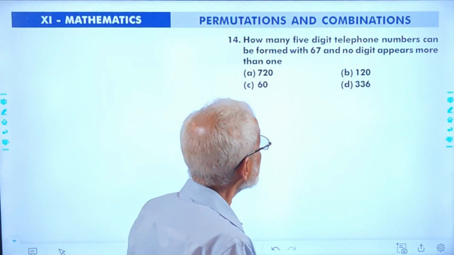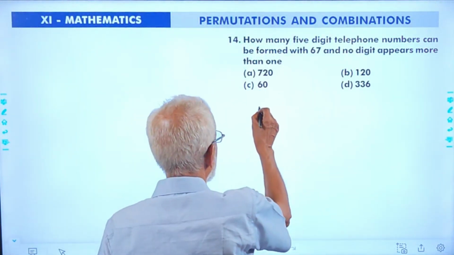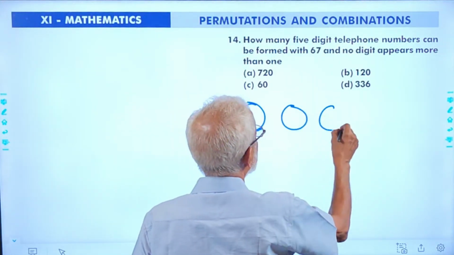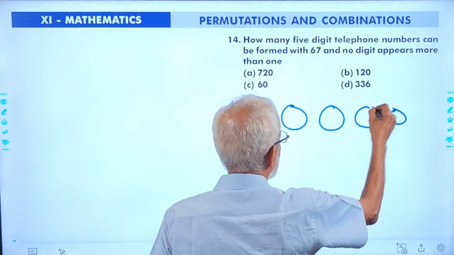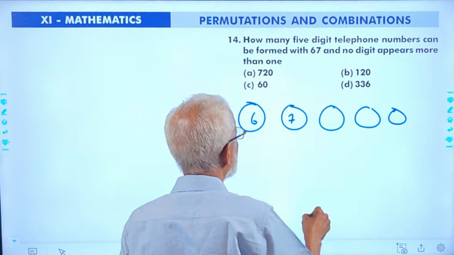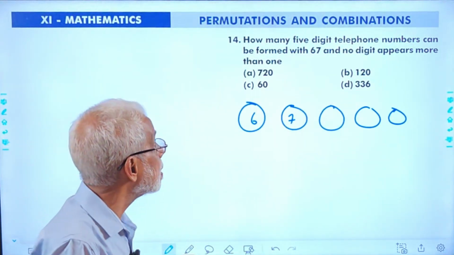How many 5-digit telephone numbers can be formed with the first 2 digits being 6 and 7?